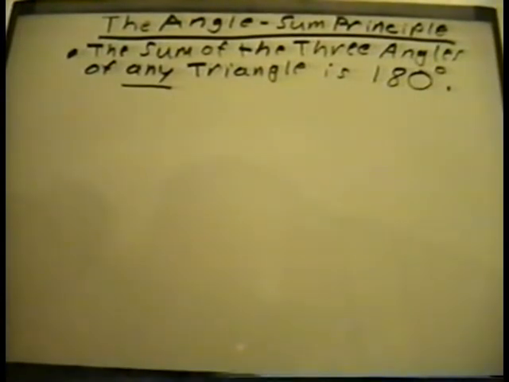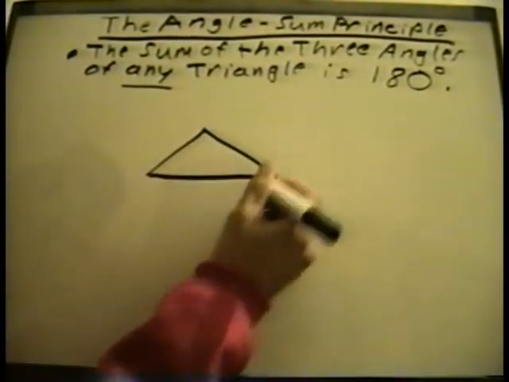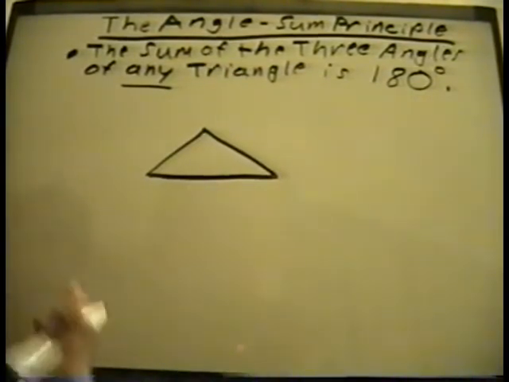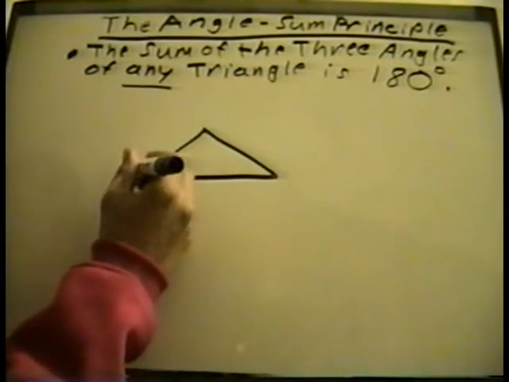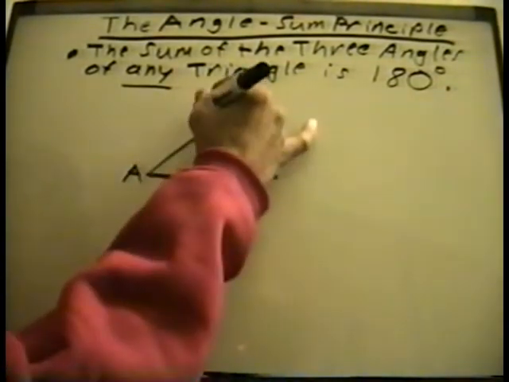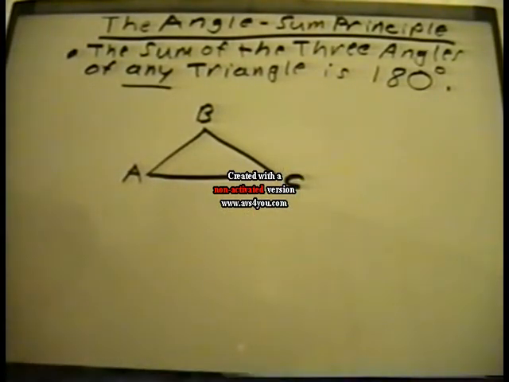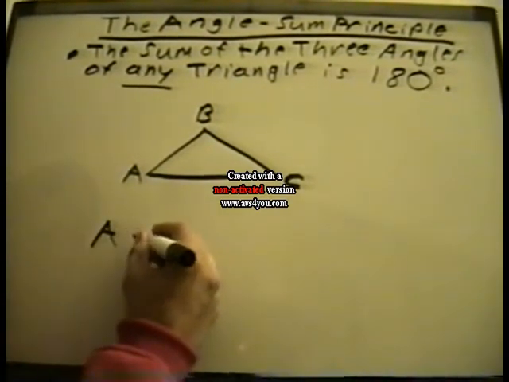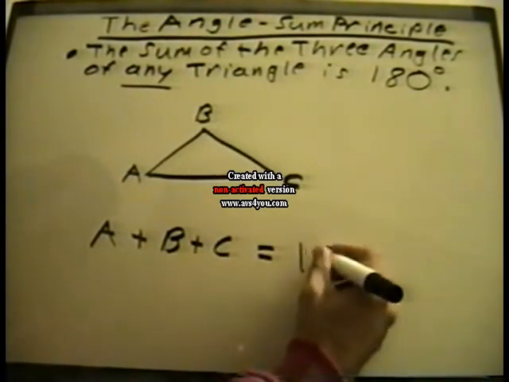Okay, so that means that for this triangle, if we call this first angle here A, this second B, and the third C, then A plus B plus C is equal to 180 degrees.